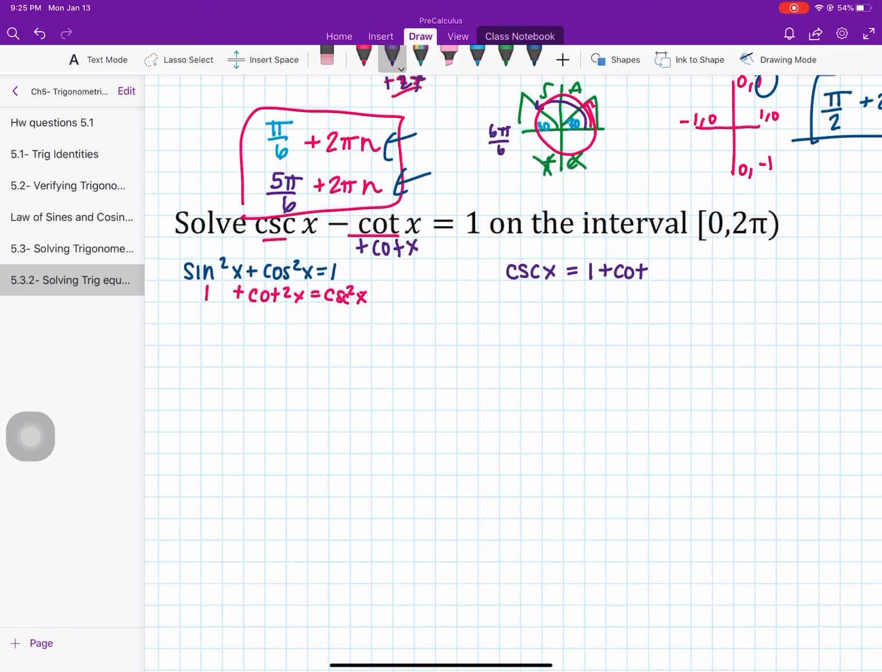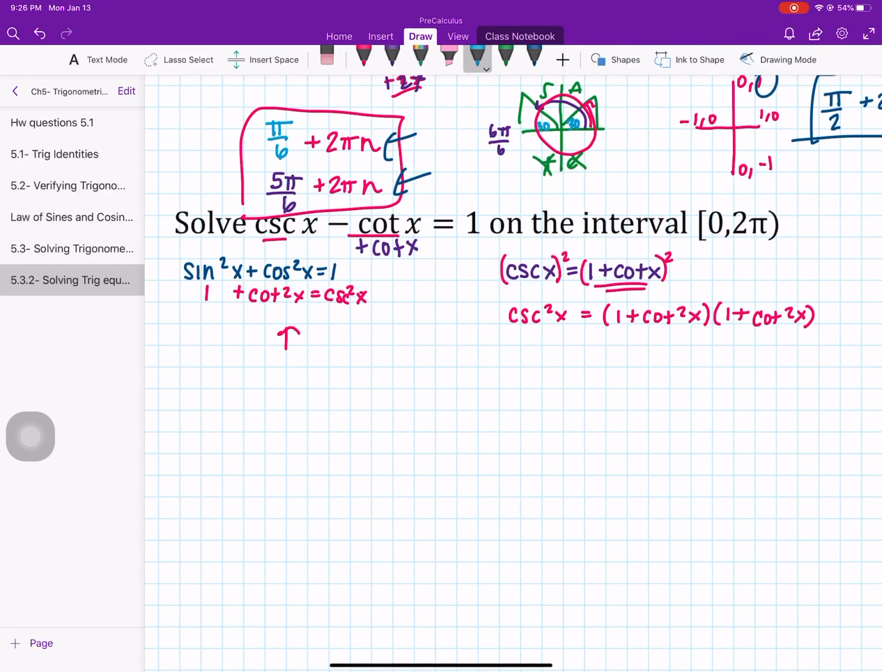So, my only option now is actually to square both sides of the equation. Now, why in the world would I do that? Well, squaring both sides of the equation, yes, makes the equation more complicated, but allows us to use a Pythagorean identity, because now I have squares. Pythagorean identities only work with squares. So I have cosecant squared x equals, remember this, you can't just square both numbers. This is 1 plus cotangent x times 1 plus cotangent x.